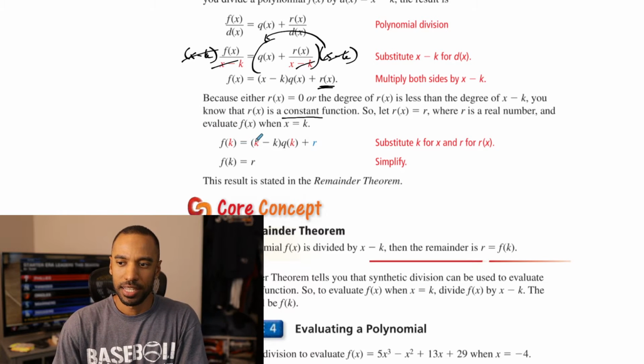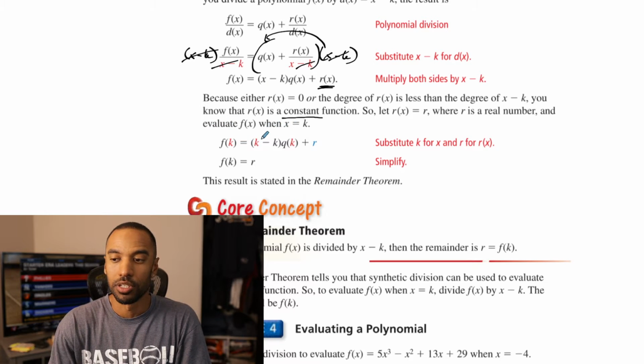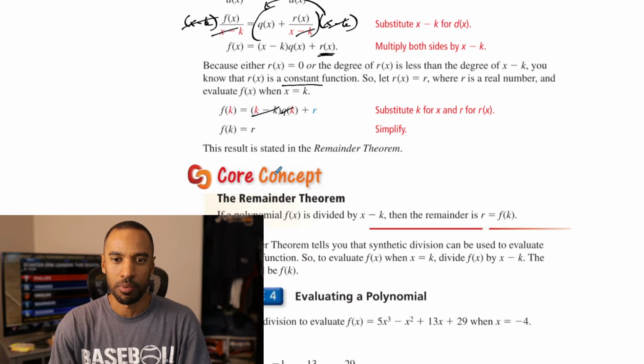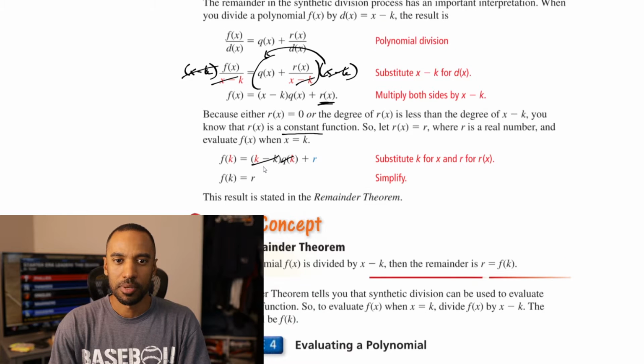Well, we'll see. When you plug in k into here, remember, your root, what happens is the x minus k that was here becomes 0. 0 times anything is 0. Who cares what q of k is? This becomes 0, and this cancels out. It wipes out, I should say. Plus r is just r. The result is stated in the remainder theorem. The remainder theorem is telling you this, guys.